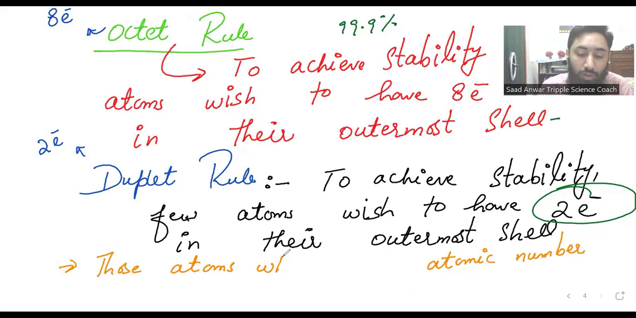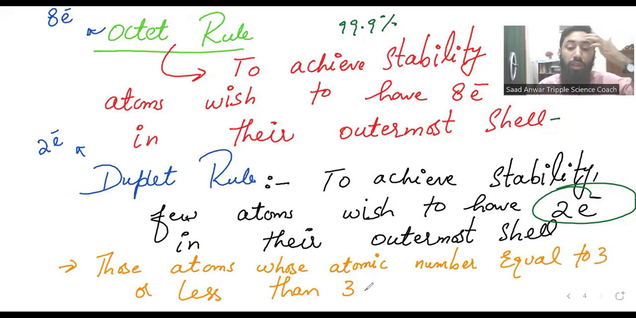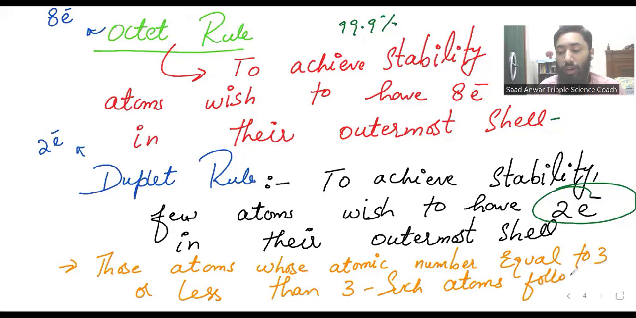Those atoms whose atomic number is equal to three or less than three, such atoms follow the duplet rule. And what does the duplet rule say? The duplet rule says that to achieve stability, atoms wish to have 2 electrons in their outermost shell.